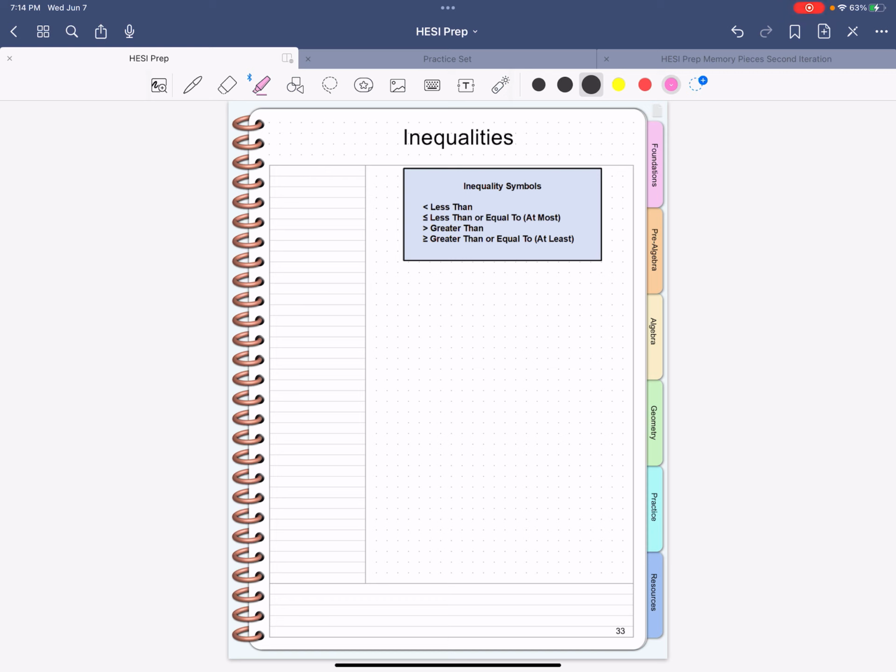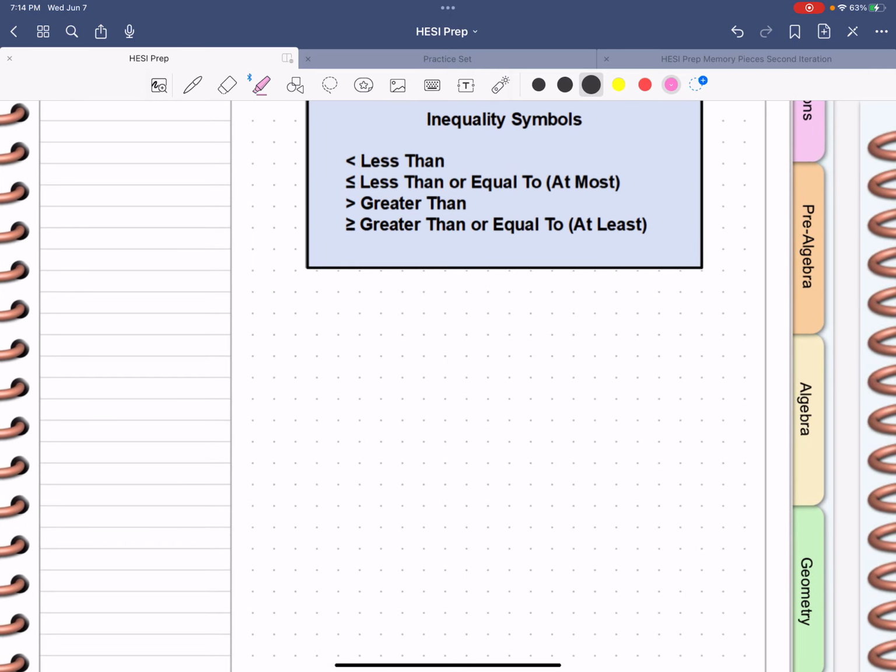Once you know how to solve equations, these inequalities are going to be much less of a challenge. They're going to work exactly like equations with one exception. So let's set some of them up and see what we can do.